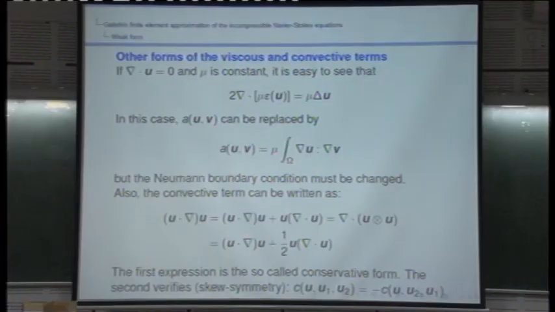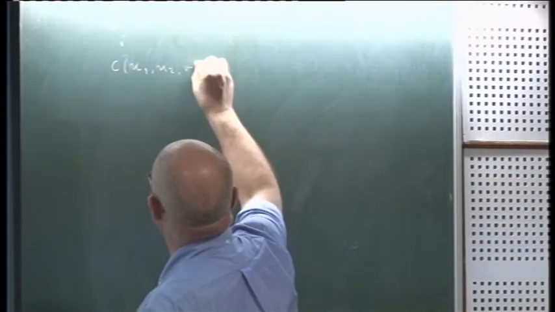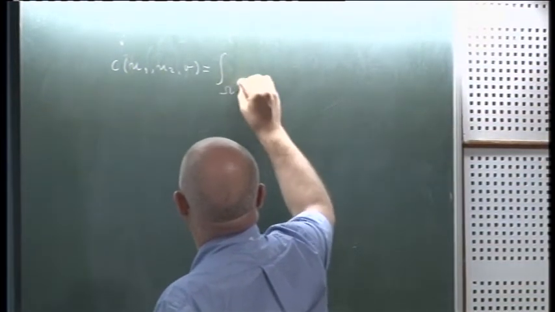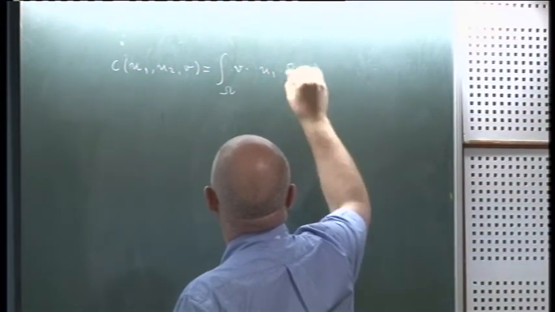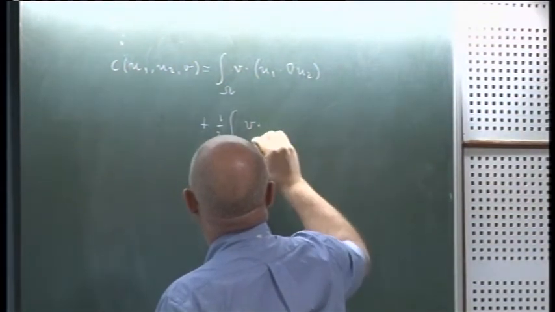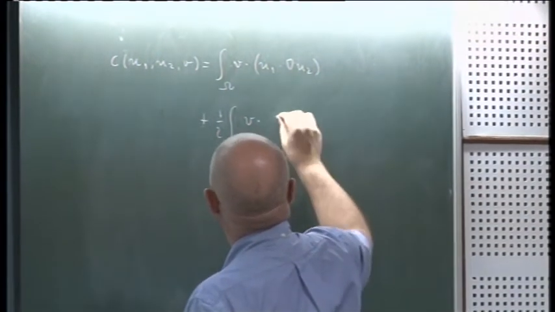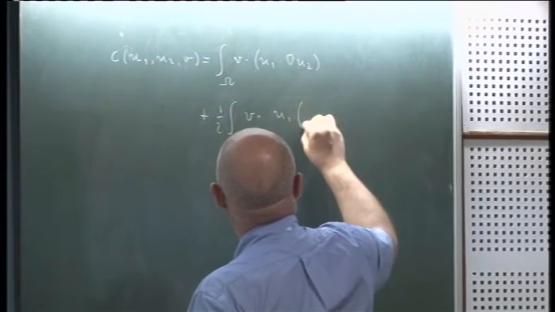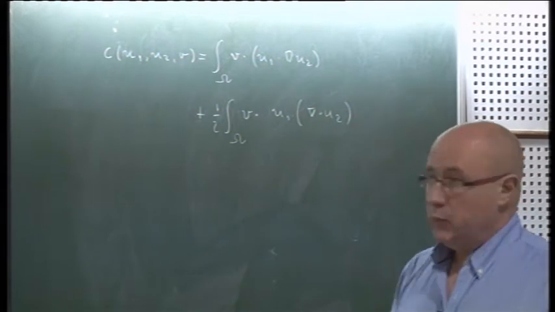Why is this condition interesting? Because in this case, the trilinear form that defines the convective term, let me call it b of u1, u2, v, is equal to the integral over omega of u1 dot gradient of u2 dot v, plus 1/2 of the integral over omega of u1 divergence of u2 dot v. Okay, that's a trilinear form of the problem.